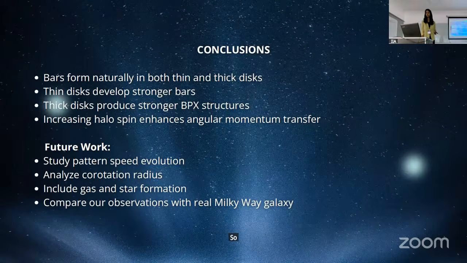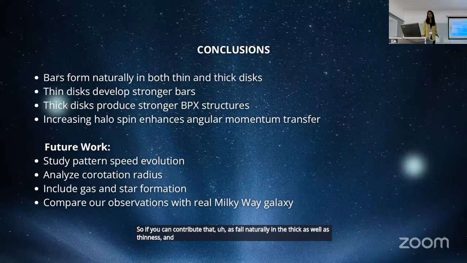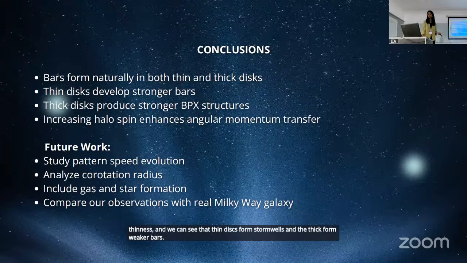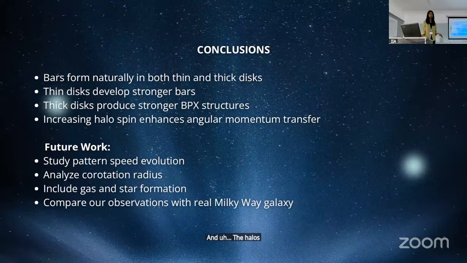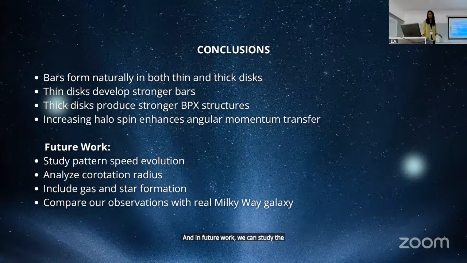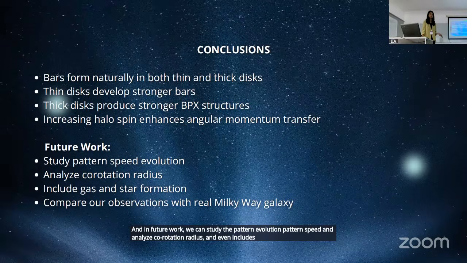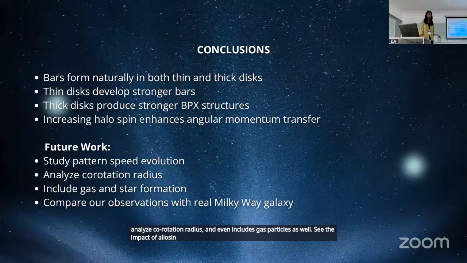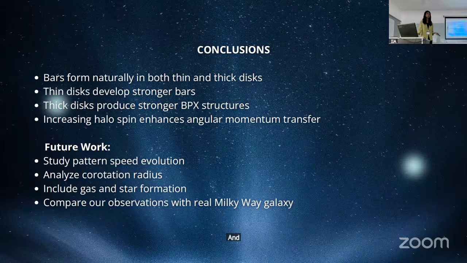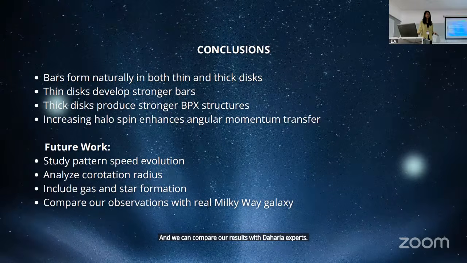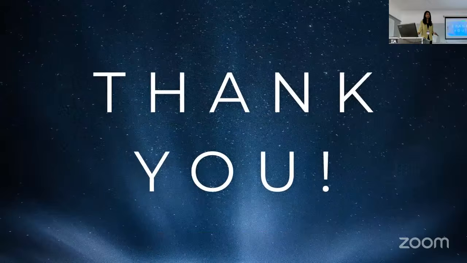So we can conclude that the bars form naturally in the thick as well as thin disk, and we can see that thin disks form stronger bars and the thick disks form weaker bars. And the halo spin enhances the angular momentum transfer. In future work, we can study the pattern evolution, pattern speed, and analyze core rotation radius, and even include gas particles as well, to see the impact of halo spin on the disk. And we can compare our results with the real Milky Way galaxies. So that's all. Thank you.